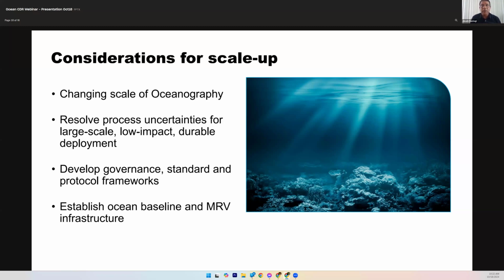Governance standards and protocol are absolutely, critically required, and a lot more effort needs to happen there. And MRV is one of the biggest stumbling blocks right now to really have credible additionality carbon sequestration assessments for any of the deployments. That's a big challenge, especially as you think about open systems and deployments ultimately in EEZ and high seas.